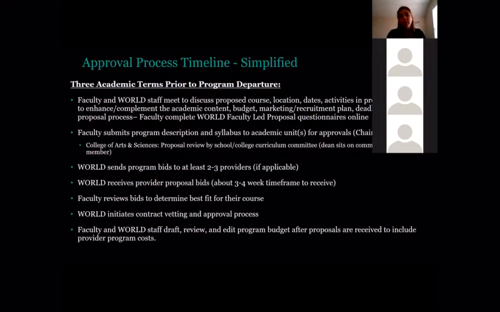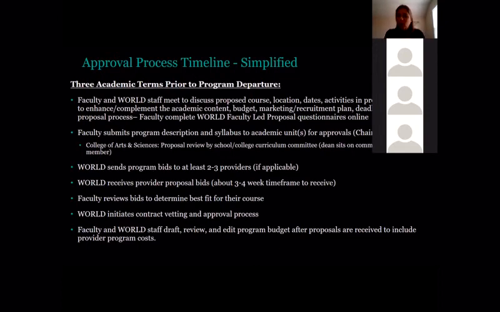So this is a quick snapshot of the timeline, simplified for you a little bit. Three academic terms before your program departure, that's when you will meet with me to talk about your program and all of those logistics that I just mentioned. You'll submit your course description and your syllabus for approval to your chair and your dean. We will receive your application for the program itself on our online system.